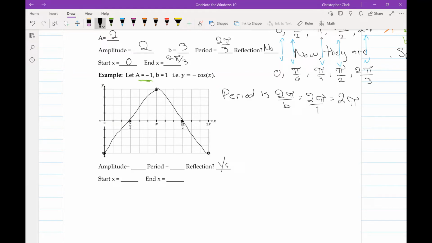So we'll say it has been reflected, the period hasn't changed, and the amplitude is still 1, right? The amplitude hasn't actually changed. It's been reflected, but the amplitude is the height, and this height is just 1. So we're going to start at 0 and end at 2 pi.